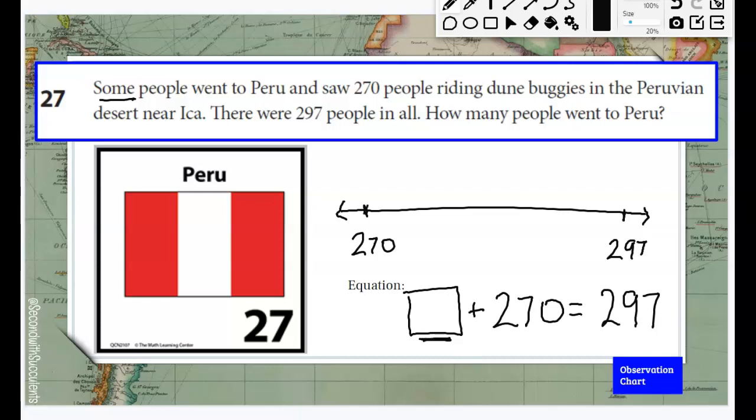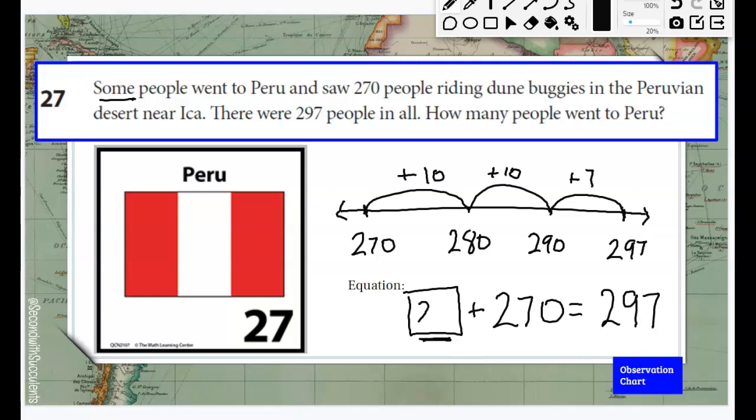Well, I know if I'm at 270 and I take a jump of 10, I'll end up at 280. I also know if I take another jump of 10, I will end up at 290. And the difference between 290 and 297 is just 7. So I add up the numbers on the top of my line, 10, 20, 7, to get the answer of 27 people went to Peru. You may have solved this in a different way and gotten the same answer.